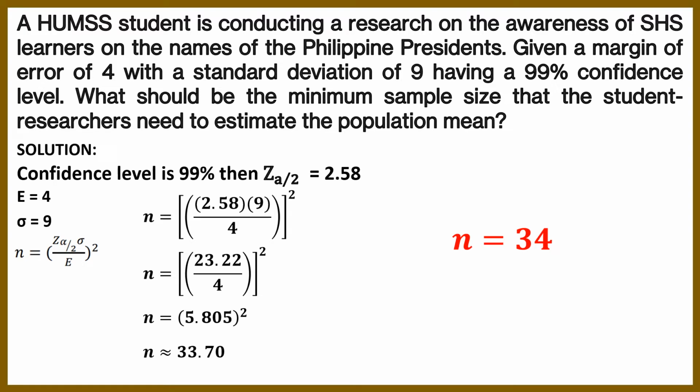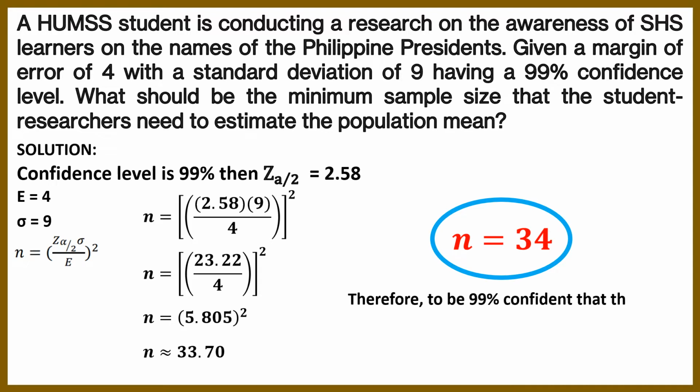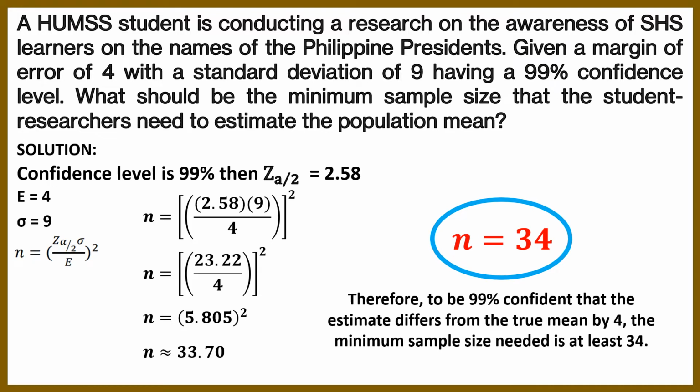So pag nakuha na natin yung ating approximation value of sample size, i-round up natin lahat ng final answer natin para makuha natin yung sample size. Again, round up ang gagawin natin ha, hindi round off, kasi sample size ang tinutukoy natin dito. Okay. So, the value of our sample size is 34. So, therefore, to be 99% confident that the estimate differs from the true mean by 4, the minimum sample size needed is at least 34.